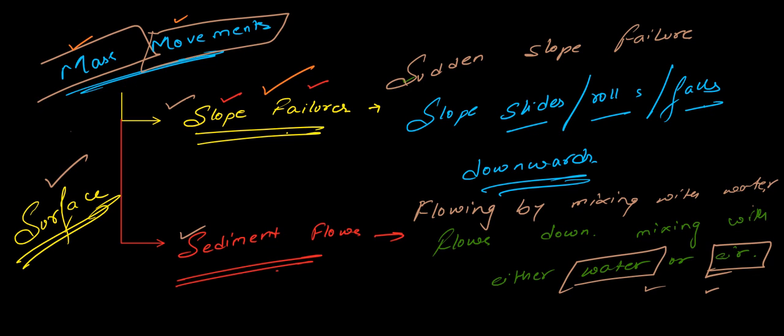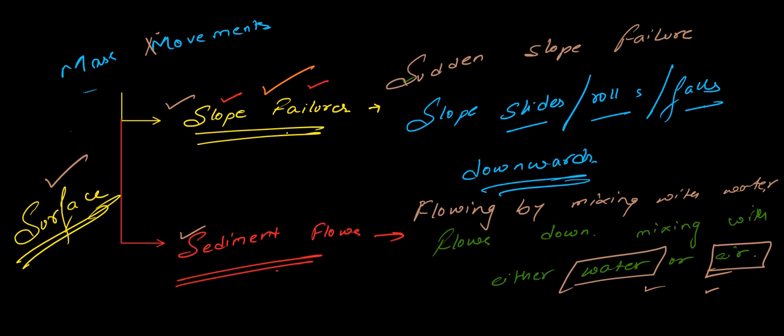So this was the main explanation regarding mass movements: what mass movements are, how they occur, and what the main processes are. So I would like to end this video here.